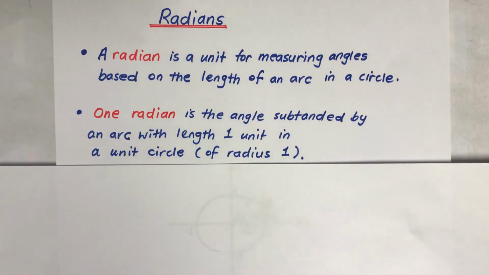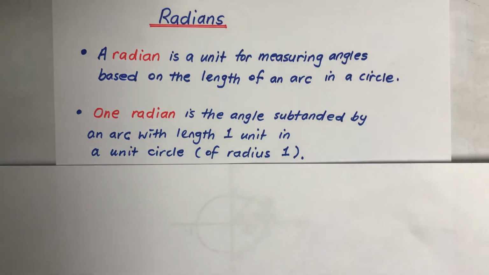Okay, radians. A radian is a unit for measuring angles based on the length of an arc in a circle. Now the other unit was degree, wasn't it? So we've been using degrees for angle so far, and now we're ready to learn radians. So 1 radian is the angle subtended by an arc with a length of 1 unit in a unit circle of radius 1. Now a unit circle is a circle with a radius of 1.